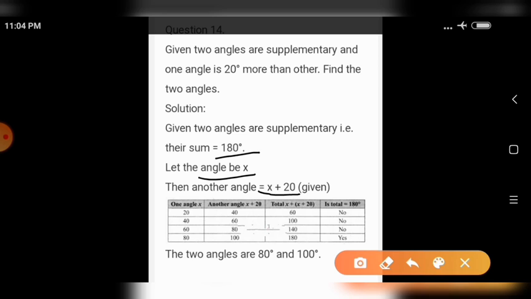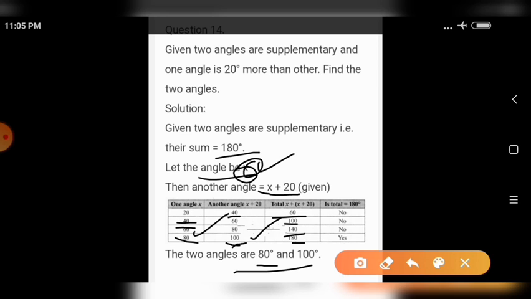If x is equal to 20, then 20 plus 20 is 40, so the angles are 20 and 40, total 60, no. If it is 40, the total is 100, no. If it is 60, the total is 140, no. If it is 80, the other is 100, and 100 plus 80 is 180. So 80 and 100, adding these two angles, we get supplementary angles.